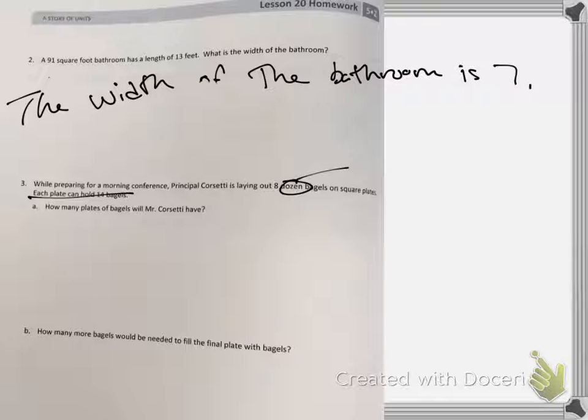So you would find a dozen. If you don't know how much it is in a dozen, ask your parent, ask the internet. Remember how many is in a dozen. And then it's asking for how many plates. Well, first you need to find out how many bagels you have total, and then you need to figure out how many goes on each plate. It tells you how many goes on each plate, so now I have to figure out how many bagels there are.